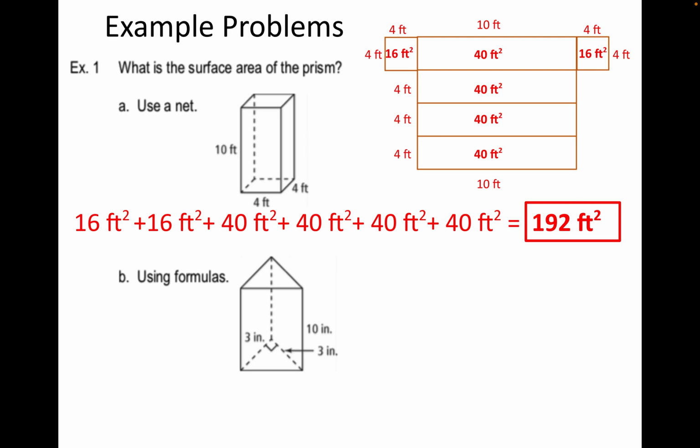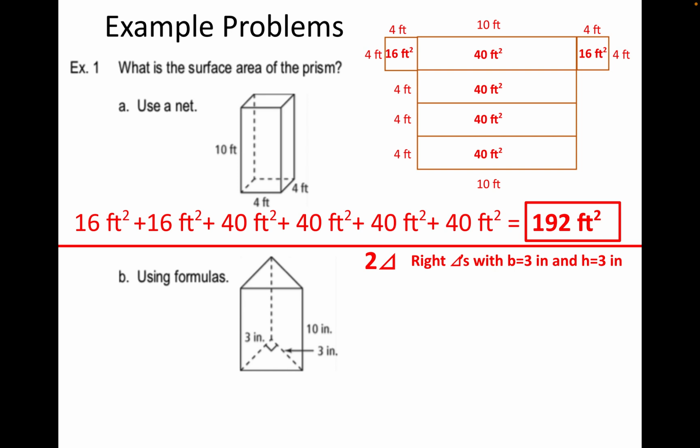All right, when I look at number B, it's not asking me to use a net, just to use the formula. So when I look at this, I see I have 2 bases that are right triangles. I can see that they're a right triangle because that one on the bottom there has a right angle in it. And of course the formula, so the right triangle is with a base of 3 inches and a height of 3 inches. And of course the area of a right triangle, or any triangle, is base times height divided by 2. And I can easily figure out the base and height used because it's a right triangle. It's 3 times 3 divided by 2. So the area of one of those 2 right triangles would be 4.5 square inches.